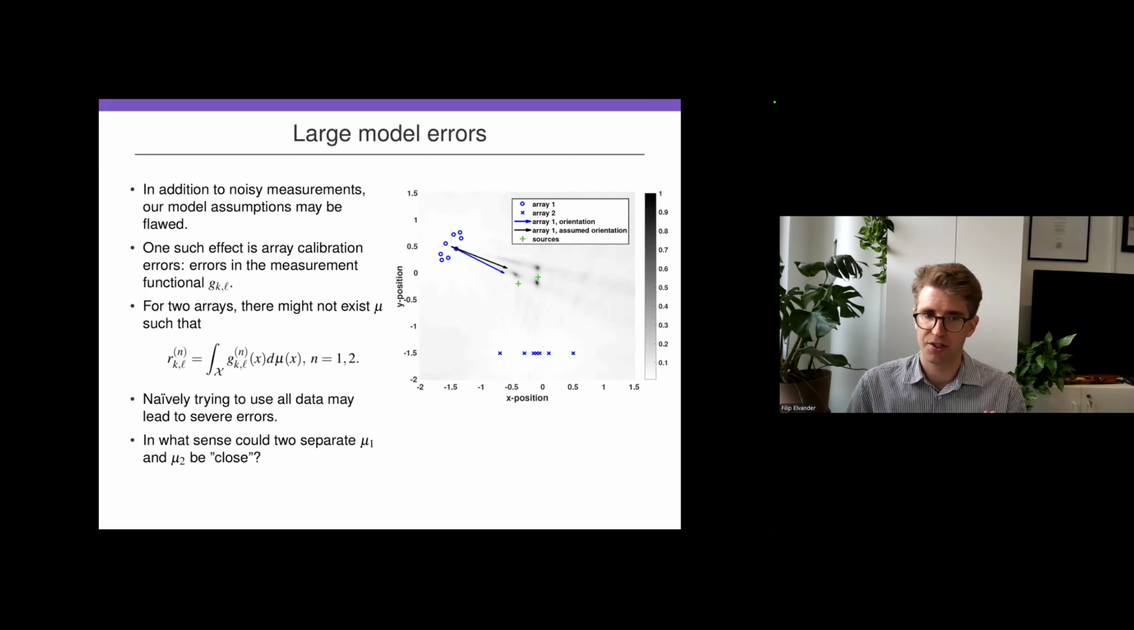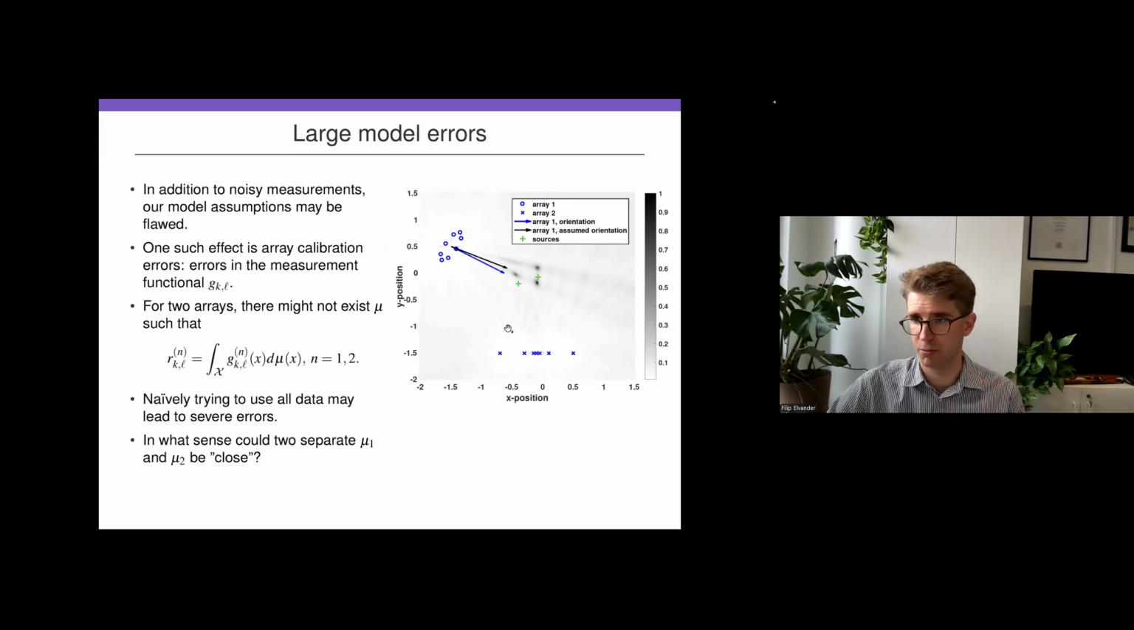But again, there might be problems here as well. One thing that's very typical is that you have what is called calibration errors. So for example, you might know quite well where sensors within an array are located relative to each other. But if you have two different arrays, it's not necessarily the case that you know how they are situated relative to one another. So here is an example of that. This array has been rotated slightly relative to what you assume. And as it turns out, it will not be possible to find a spectrum that will actually fit both of these measurements in a nice way.